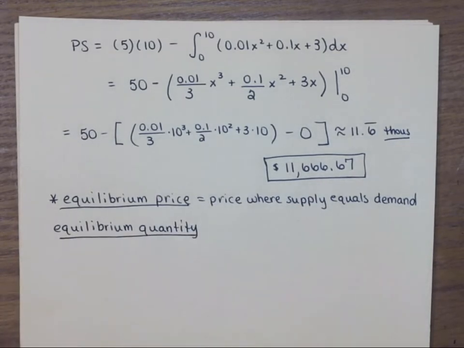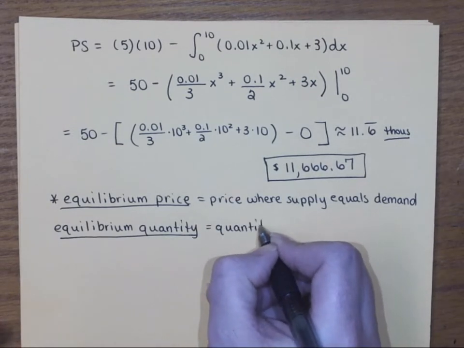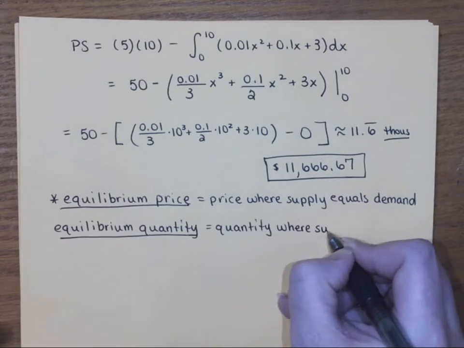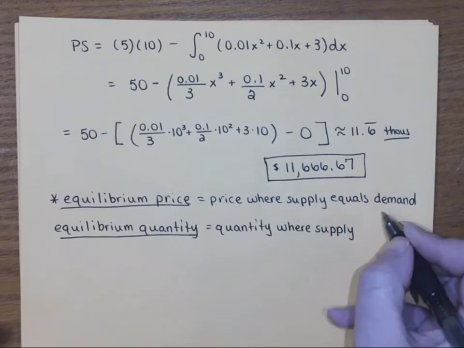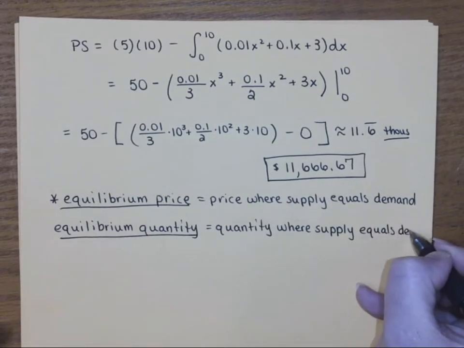So equilibrium quantity is the quantity where supply equals demand. In other words, it's that perfect quantity where no customers are left wanting your item and you don't have extras. Everybody's happy.